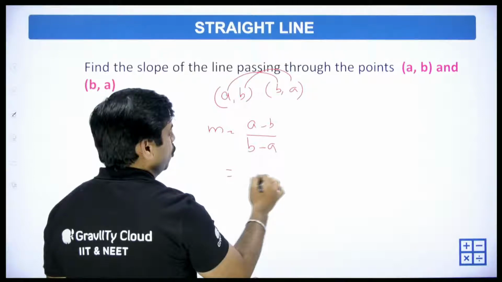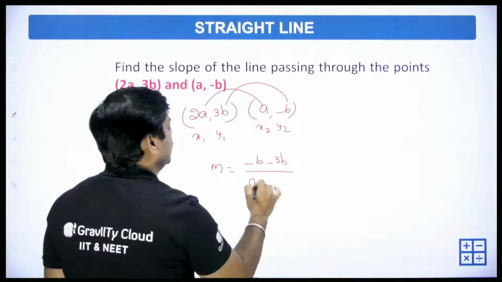Next one, find the slope of the line joining the points (2a, 3b) and (a, -b). Simple, x1, y1, x2, y2. What is the slope formula? (y2 - y1)/(x2 - x1) = (-b - 3b)/(a - 2a) = -4b/(-a). So these two negatives get cancelled, and your final value of the slope of the line is 4b/a.